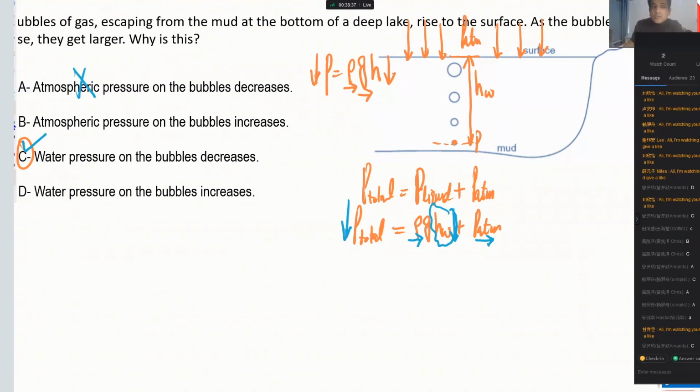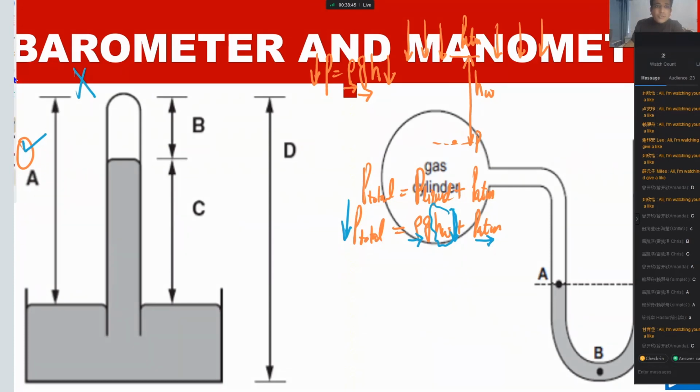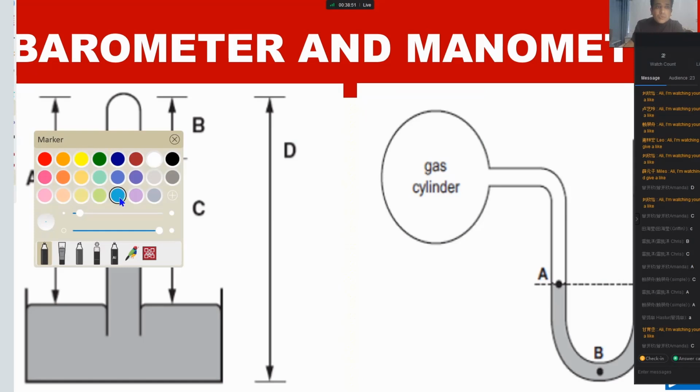Let's move on to something a little bit different. Same chapter, but the topic is a little bit different. Let's move on to the next one. So these 2 instruments you need to understand at IGCSE level.